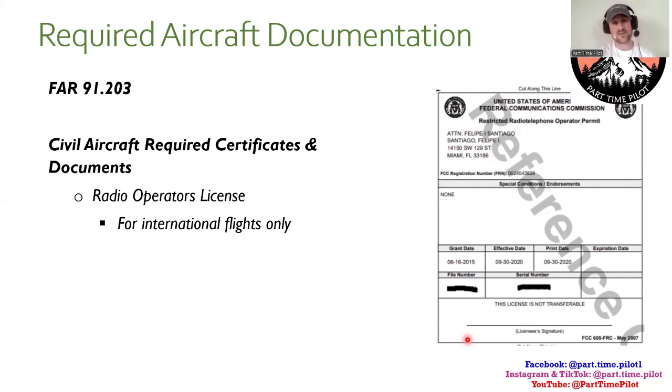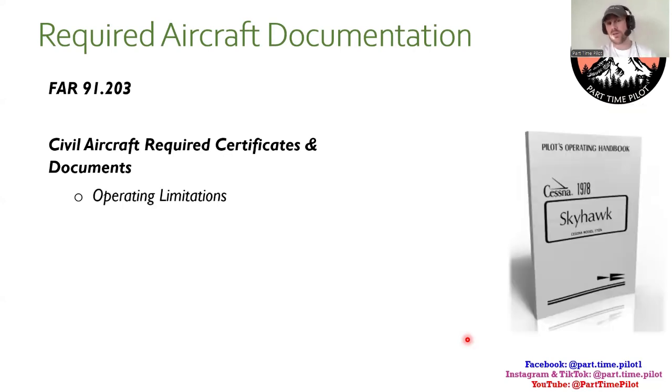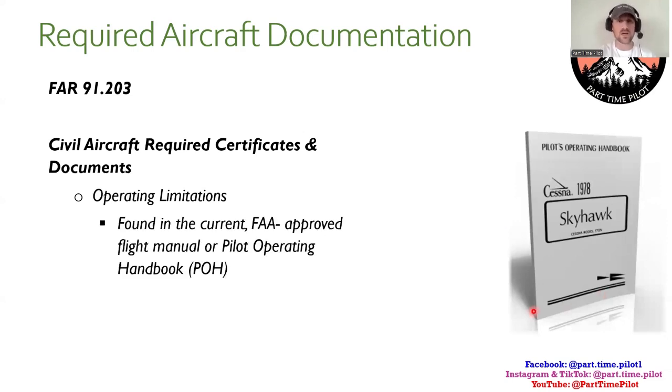But as a student pilot, not something you really want to worry about, but it is required if you want to do international flights. Next one is operating limitations. And here we have a picture of the pilot operating handbook, which we'll talk about in a little bit. So the operating limitations are found in the current FAA approved flight manual.